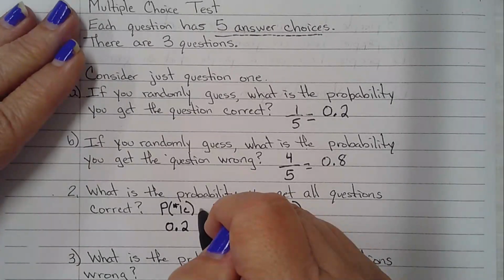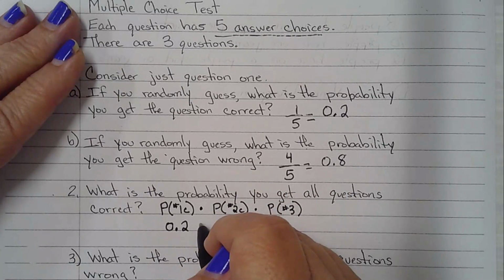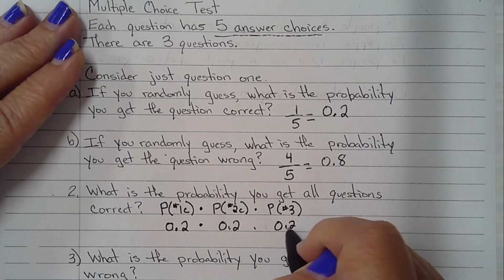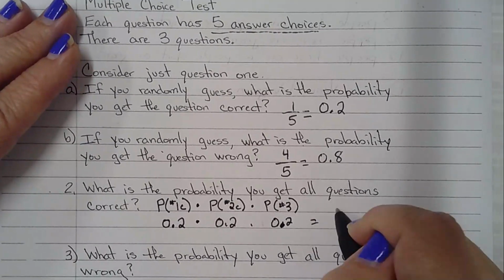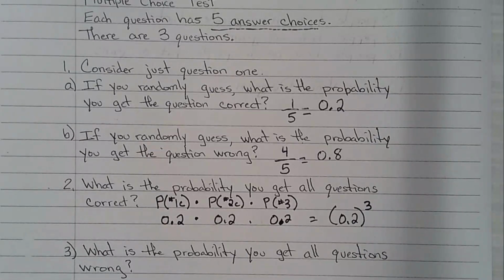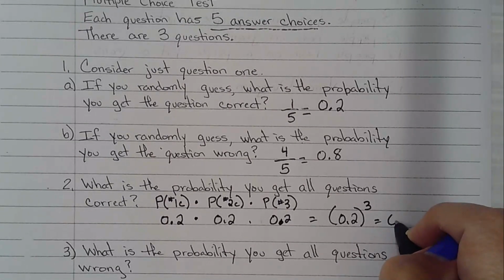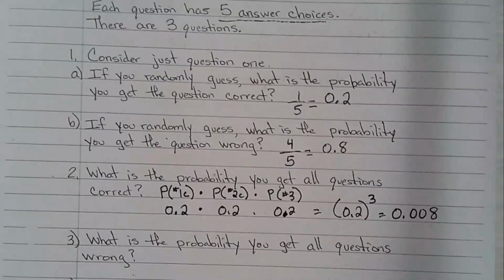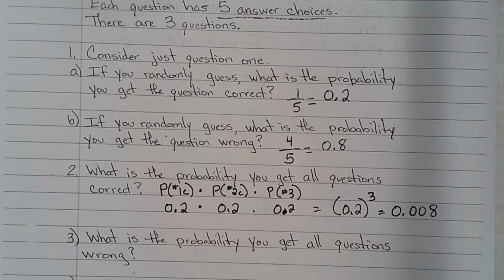This is our multiplication rule. So it's going to be 0.2 times 0.2 times 0.2. We could also express that as 0.2 to the 3rd power, which is going to give us 0.008. Whoa. If there are 5 answer choices and you are randomly guessing, you have a very low chance that you get all 3 correct.